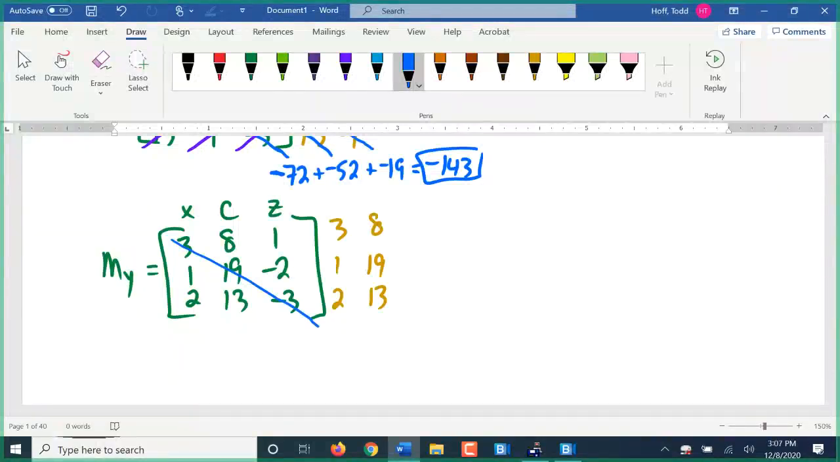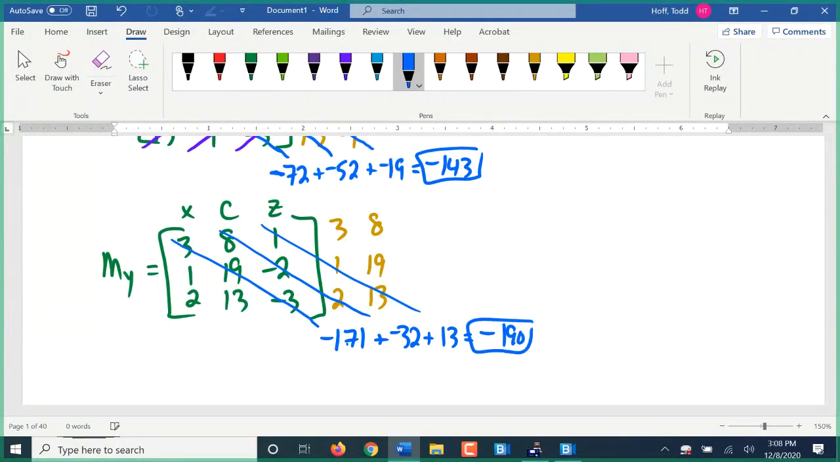3 times 19 times -3 was a -171, plus 8 times -2 times 2 is -32, plus 1 times 1 times 13 is 13. So that is, I believe, a -190. Downs.